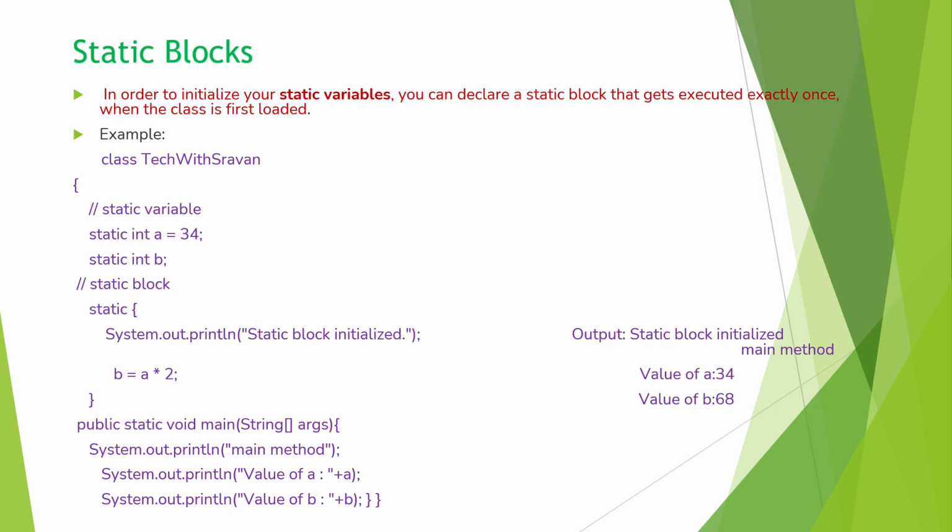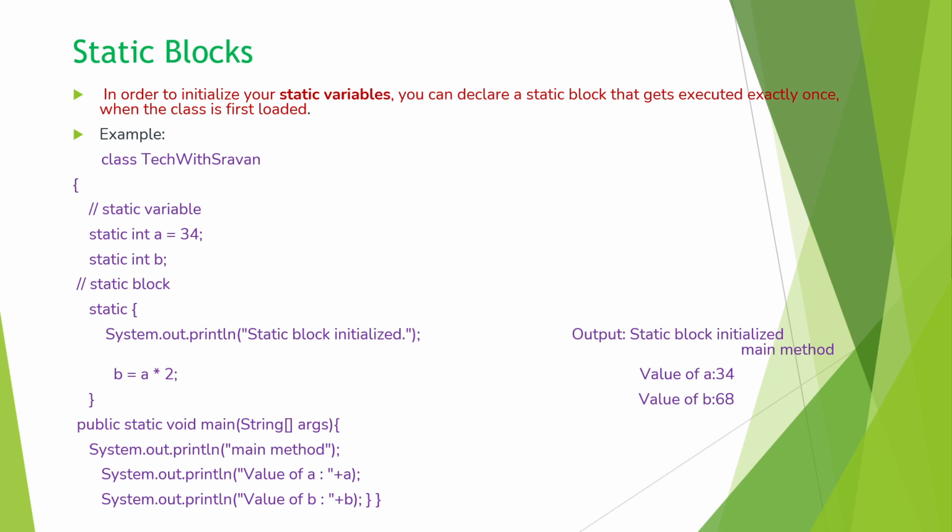The first point is static blocks. In order to initialize your static variables, you can declare a static block that gets executed exactly once when the class is first loaded. So the static block is executed only once when the class is first loaded. Why do we use static blocks? To initialize the static variables. That's the main thing.